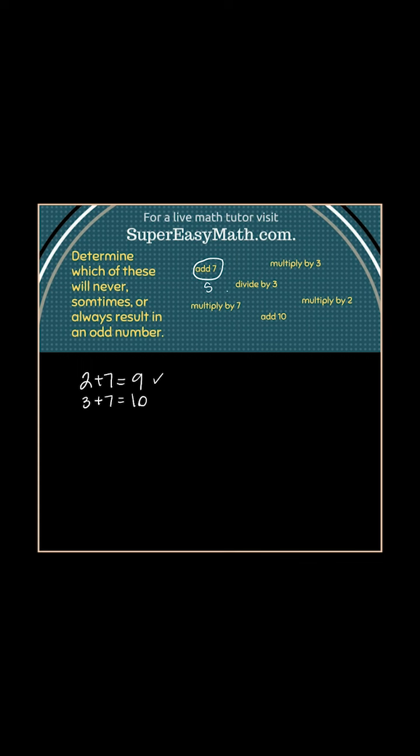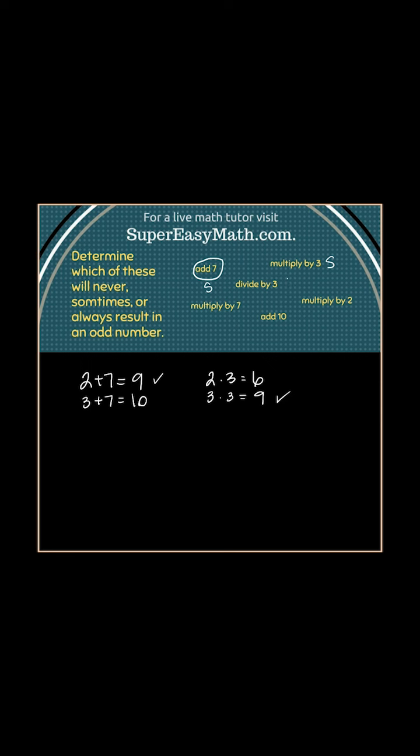Let's take a look at multiply by 3. For multiply by 3, again, I have started with two scenarios. So I have 2 times 3, and then I have 3 times 3. Well, when I multiply 2 times 3, I get 6, which is even, and 3 times 3 gives me 9, which is odd. So again, it only worked one time. So for multiply by 3, I will say sometimes that will give you an odd number.